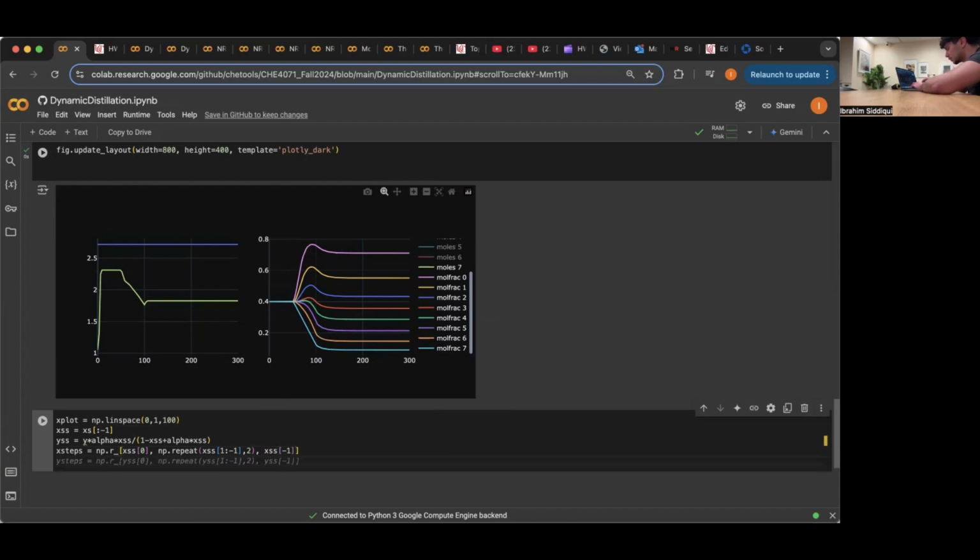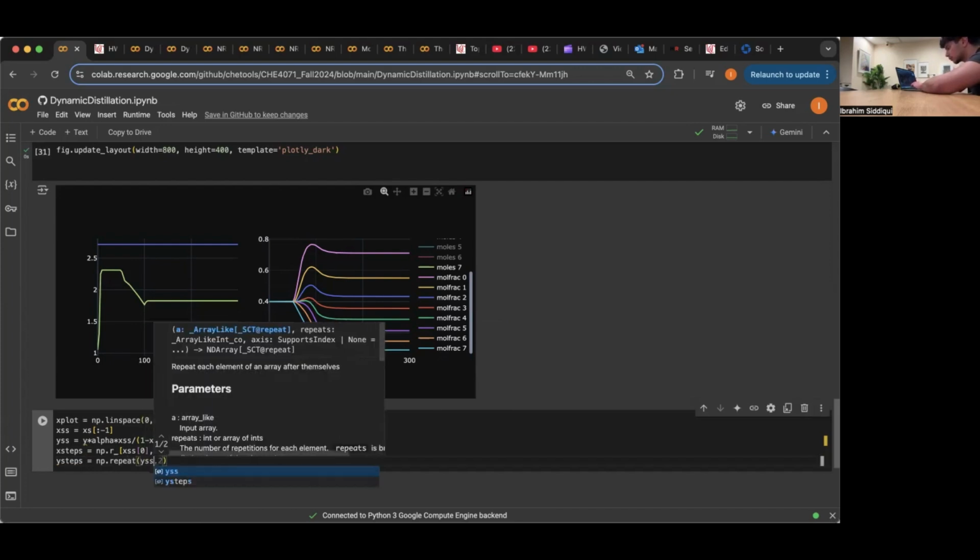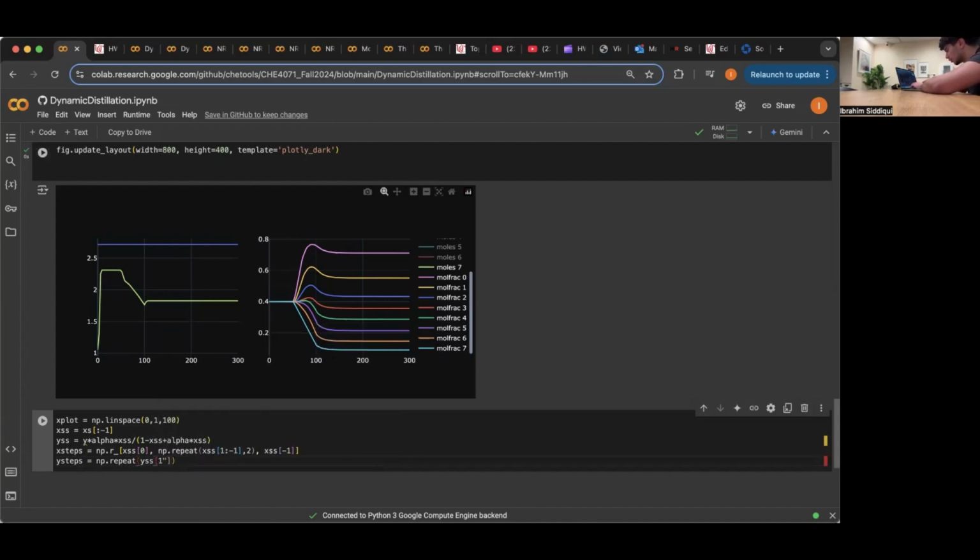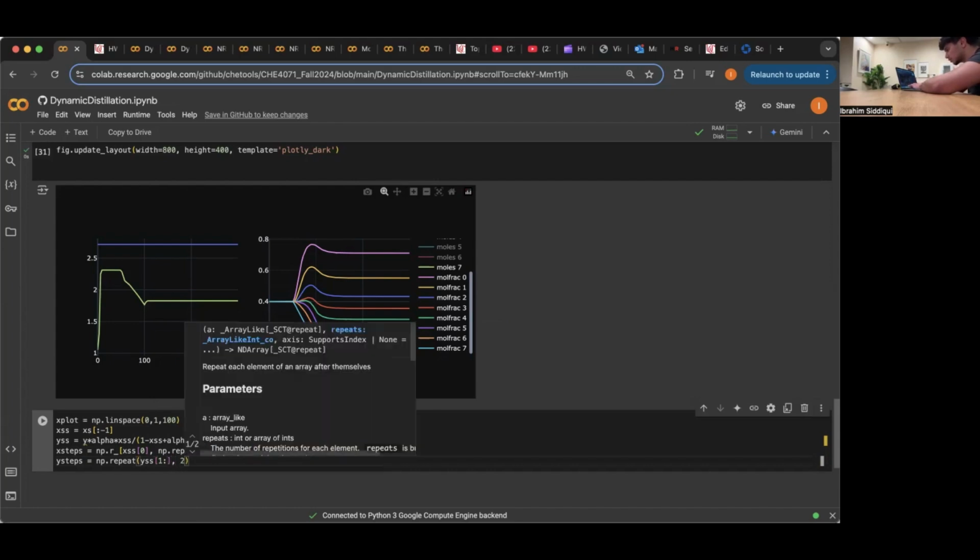So now that we have this, we want to go ahead and define our Y steps. So this is going to be equal to np.repeat at our Ys. Again, we're working at our Y steps, so we're going to be working on our Ys, YSS in this case. And this is going to be at 1 to all those values on our right-hand side, and then this at, again, 2.